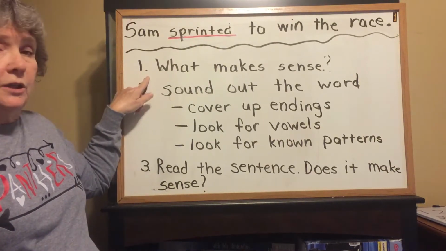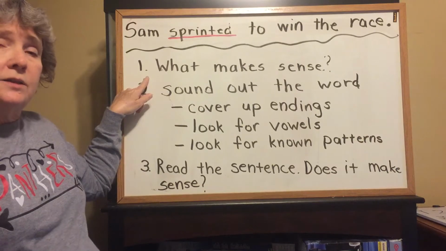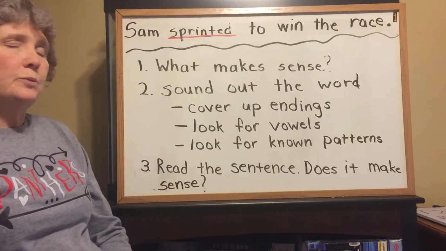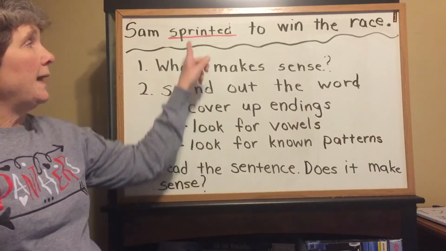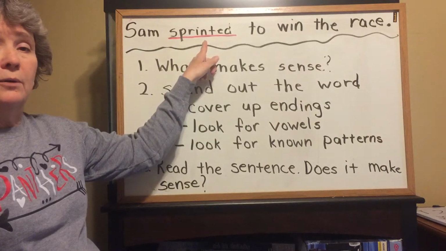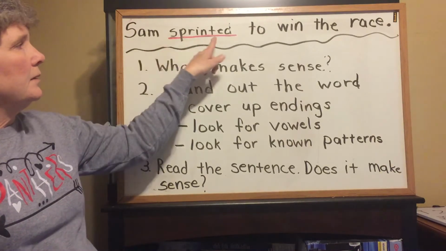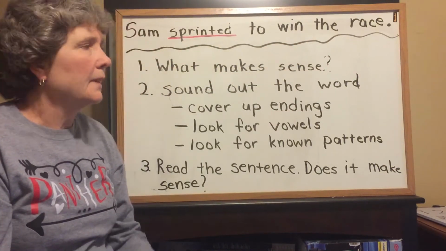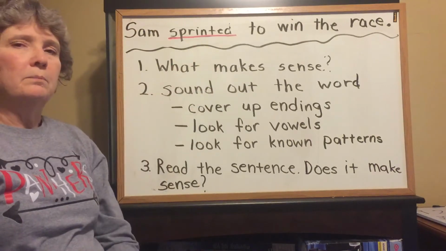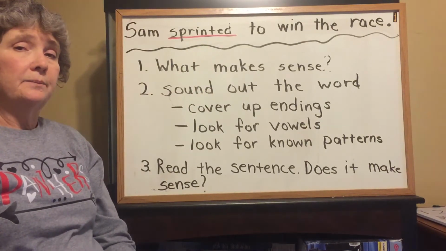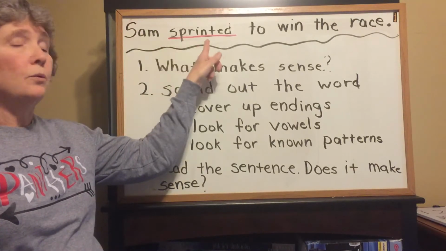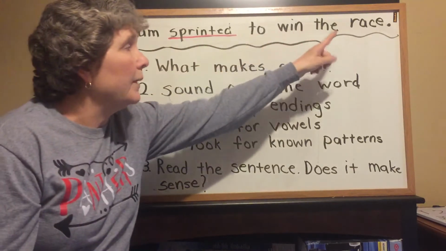The first strategy that you should try is to think about what makes sense in the sentence. Let's read the sentence, leaving a blank for the word that we don't know. Sam blank to win the race. Let's think about what word might make sense in that blank. How about the word ran? Sam ran to win the race.